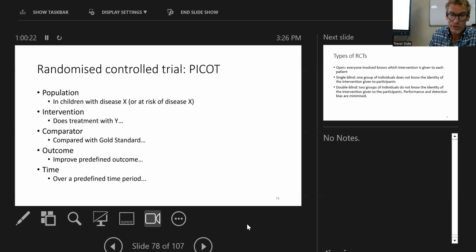In children with disease X or at risk of disease X, the intervention: does treatment with this new drug, or giving this vaccine, compared with the gold standard, whatever the gold standard is, that's the comparator, does it improve some sort of predefined outcome that they've already defined? And over what time period does it do that?